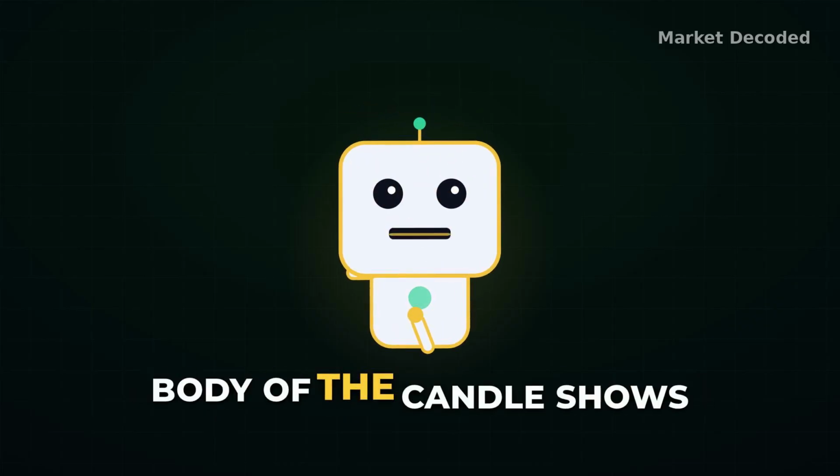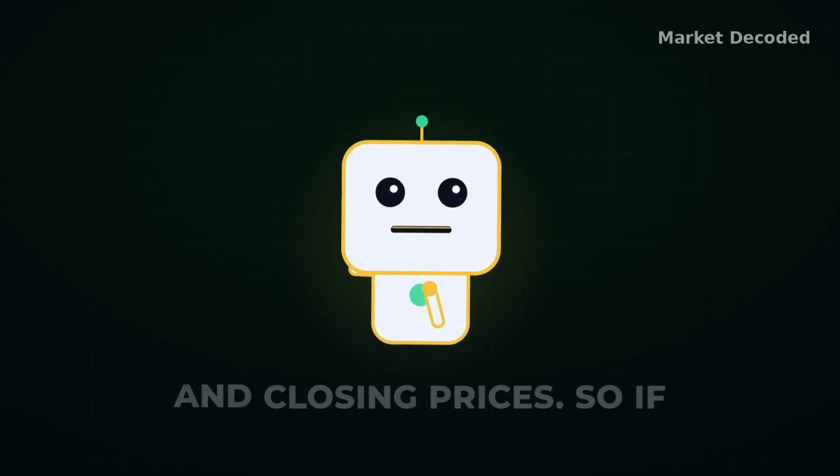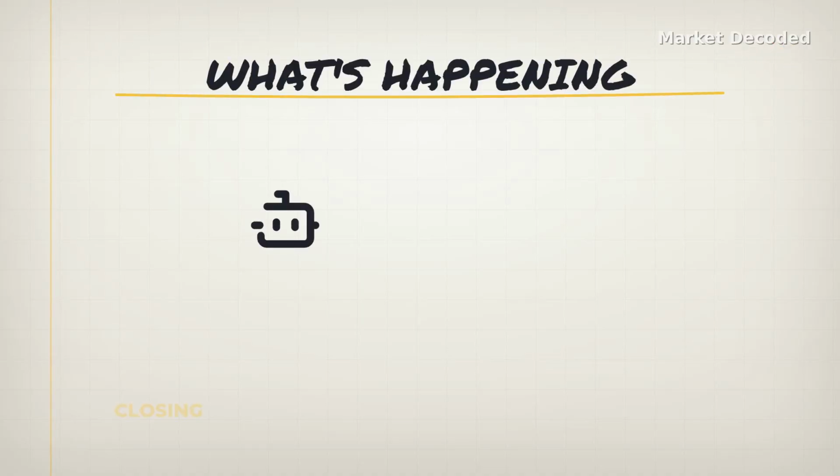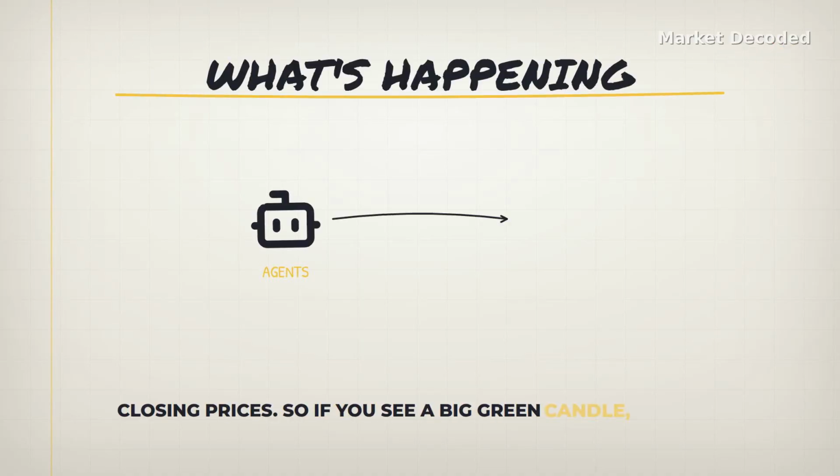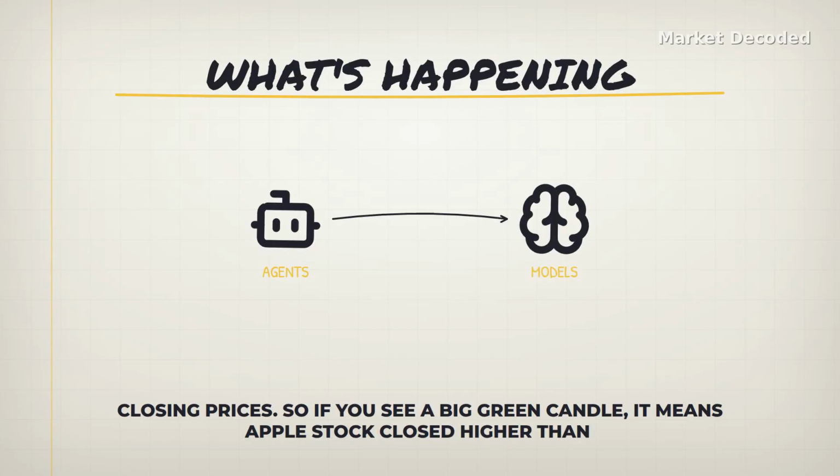The body of the candle shows the range between the opening and closing prices. So if you see a big green candle, it means Apple stock closed higher than where it opened. That's good news for investors who bought in at the start.